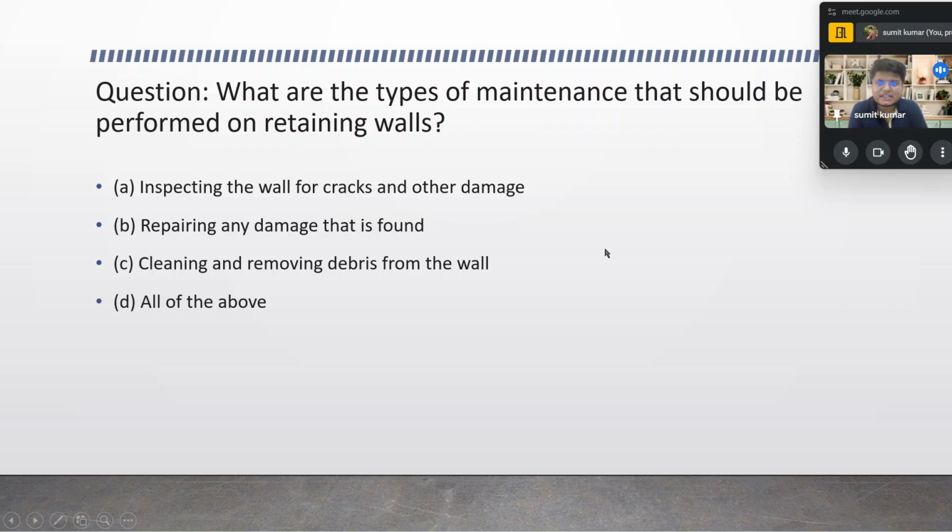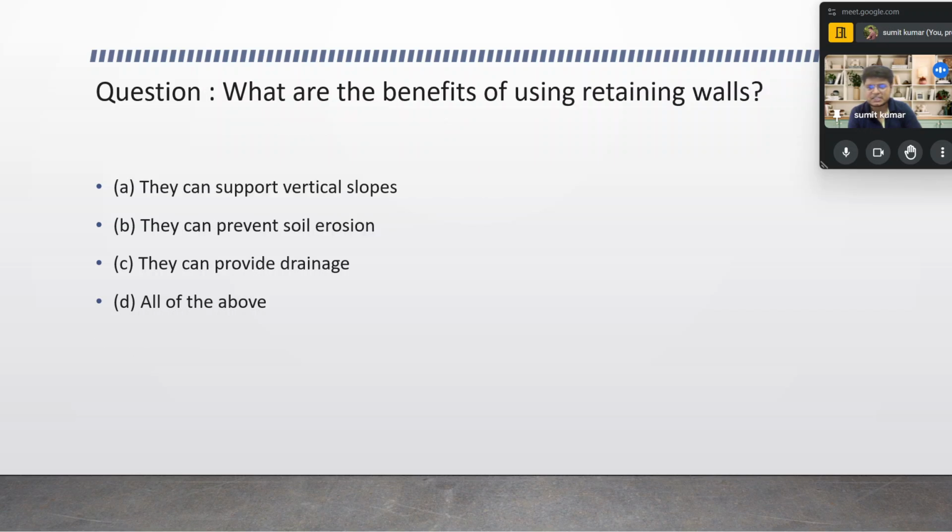Now we're talking about maintenance. What types of maintenance should be performed on a retaining wall? Inspecting the wall for cracks and other damage, exactly. Repair any damage that is found, that's also the right thing. And if debris gets accumulated at certain sections, it should be removed. These are the things we need to do during maintenance work on a retaining wall. So option D is the correct one.